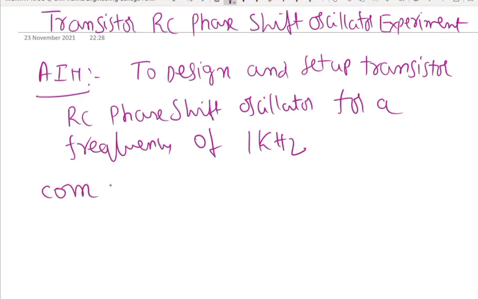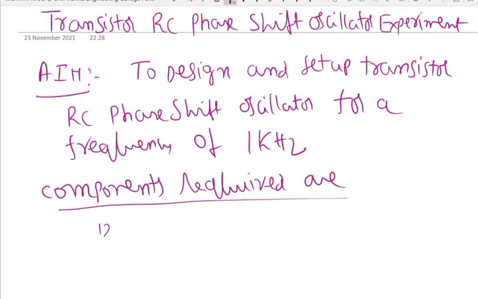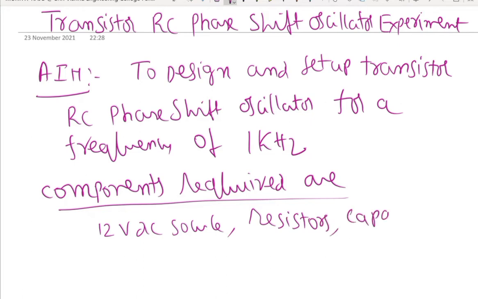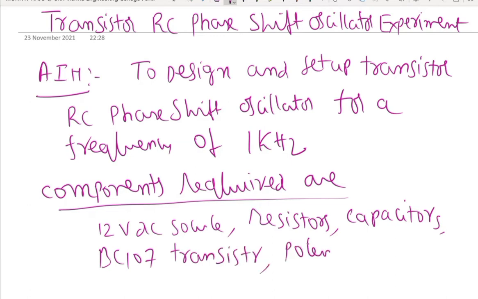Next, the components required for doing this experiment are: 12 volts DC source, resistors, capacitors, BC107 transistor, potentiometer, CRO, and breadboard.